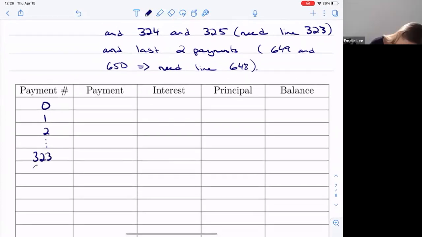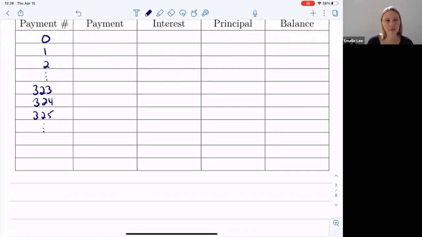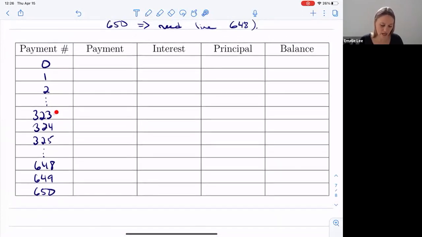Then I need 323, 324, 325, dot dot. And then starting from the bottom, 650, 649, 648. So you need to have these previous payments because we need to know the balance at each of these points. Now, in terms of the dot dot dots, you can just dot dot dot your way across here. So it feels good to fill those in.